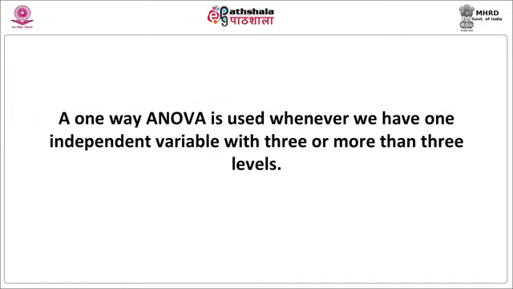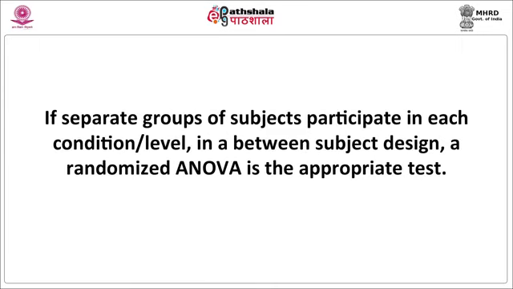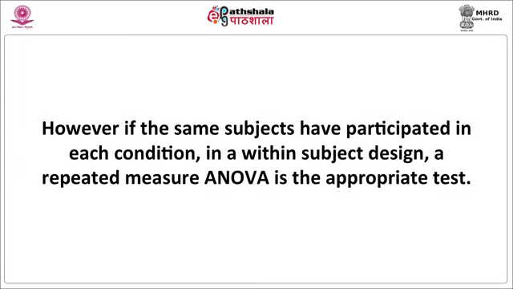A one-way ANOVA is used whenever we have one independent variable with three or more than three levels. If separate groups of subjects participate in each condition or level in a between subject design, a randomized ANOVA is the appropriate test. However, if the same subjects have participated in each condition in a within subject design, a repeated measure ANOVA is the appropriate test.